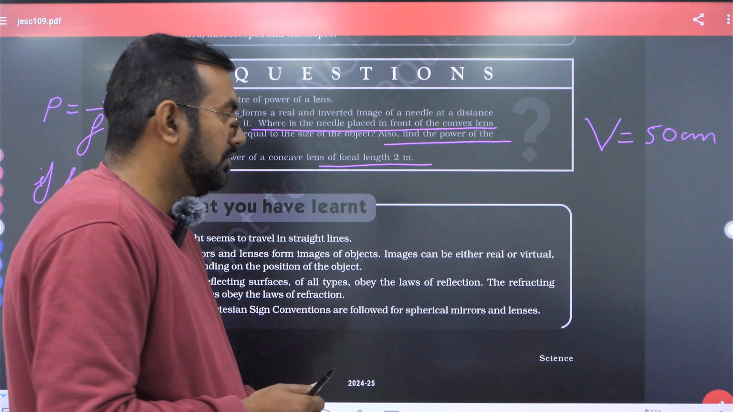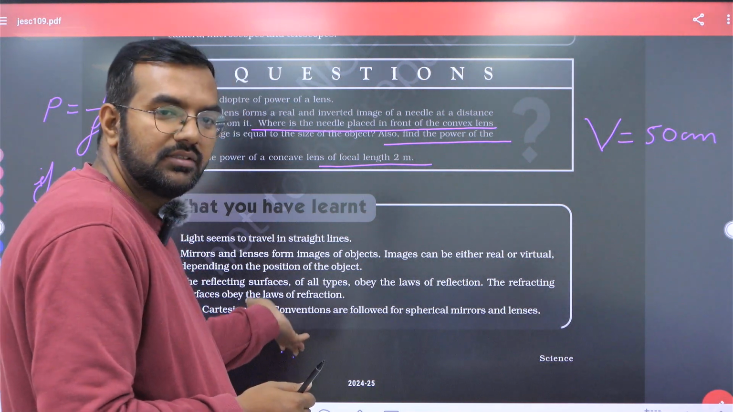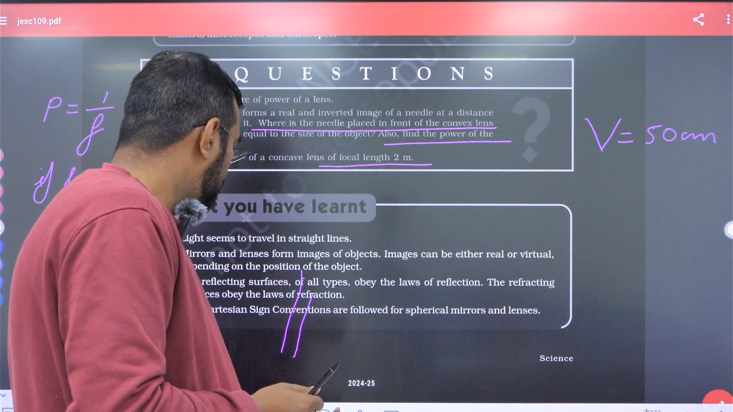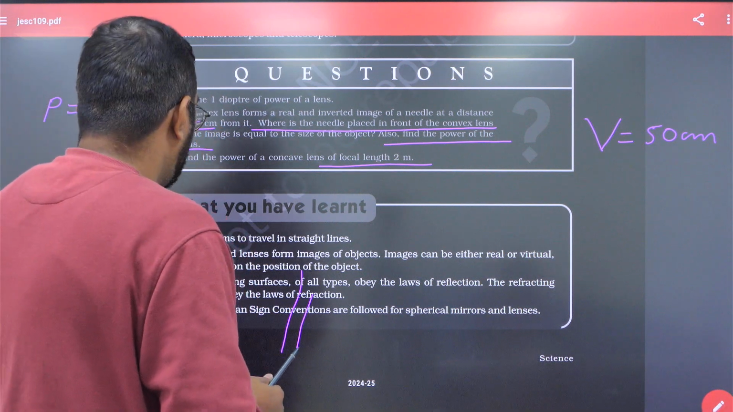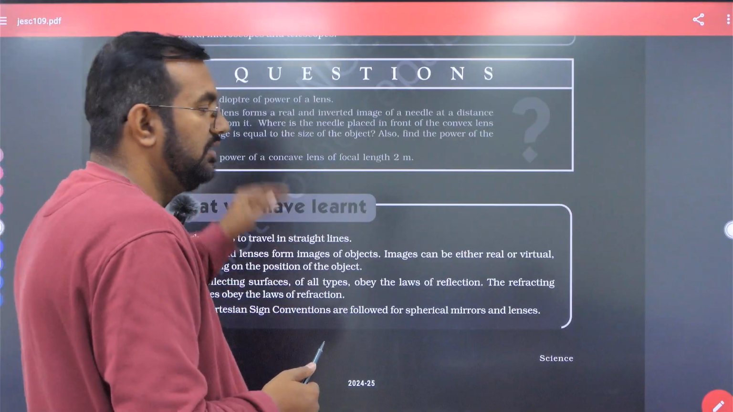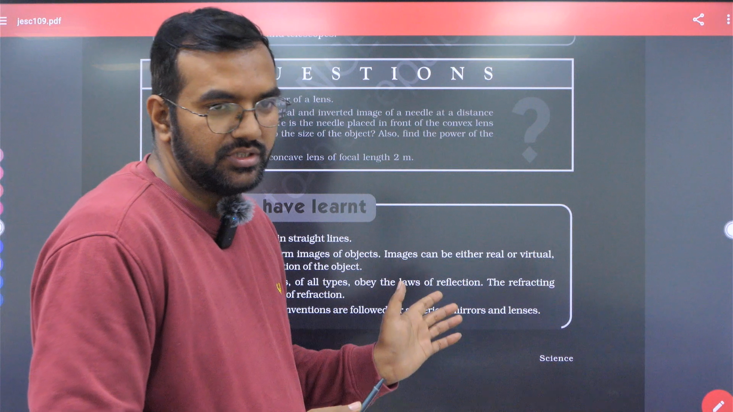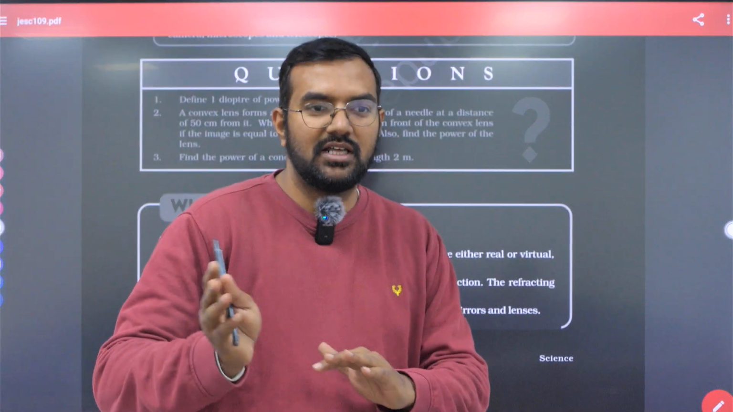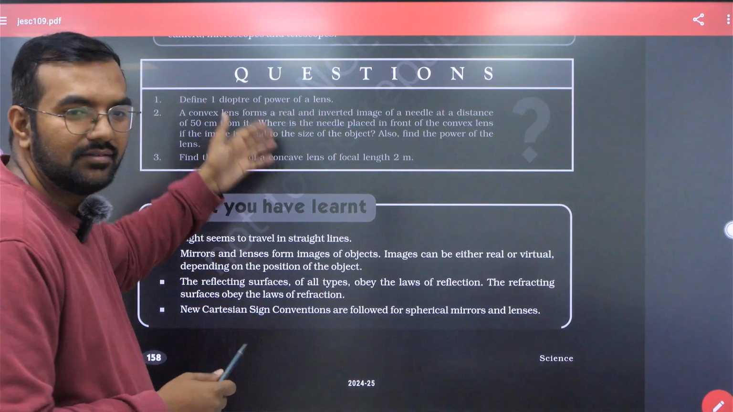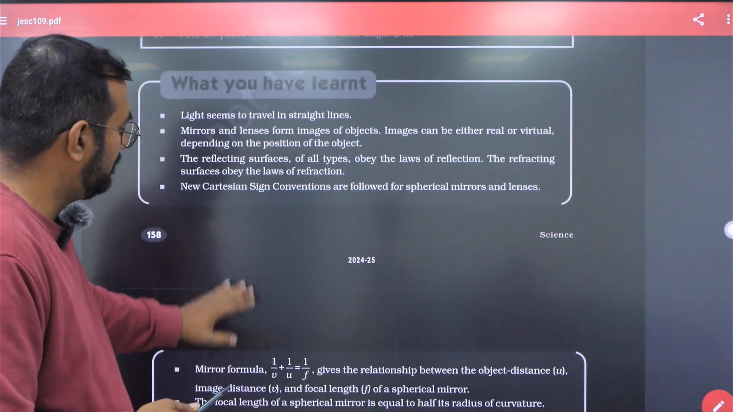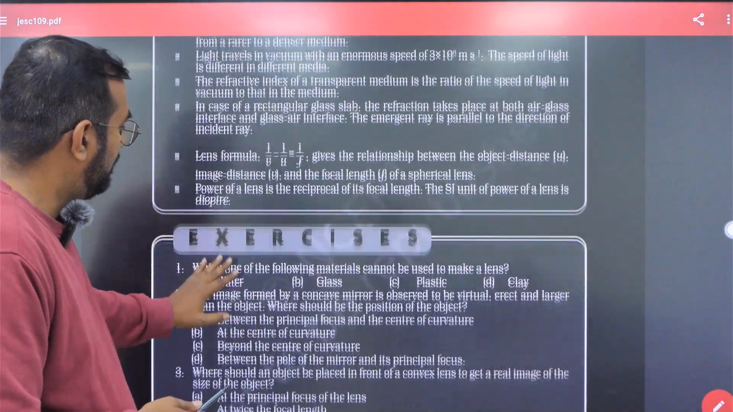Okay. So let's move to the exercises. If there is any problem in the in-text questions, we will make a separate class for that, okay? Today I just discussed this. We are going to solve exercises today.